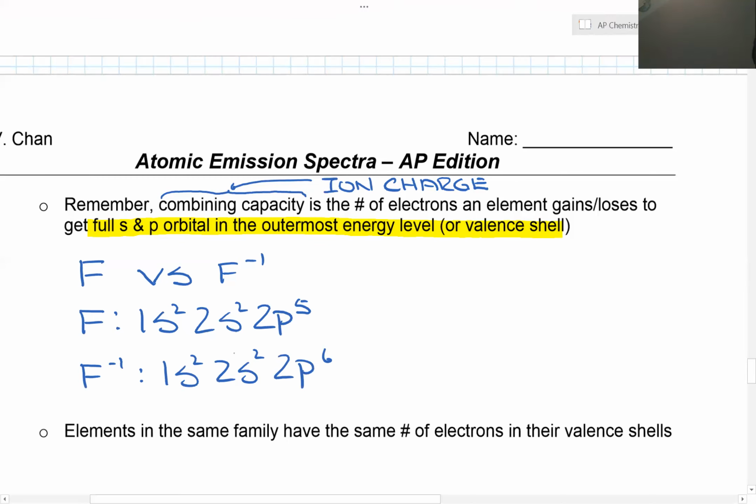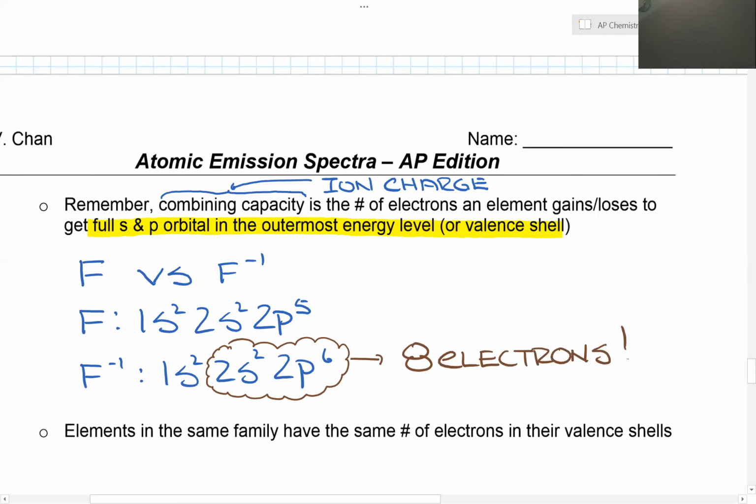Notice, if we take a look at the s and p of the highest energy level, or the valence shell, I get a total of 8 electrons. And this goes back to when you did the Bohr model of wanting 8 electrons in the outermost shell. So this is how the wave mechanical model and the Bohr model are actually related. Okay?